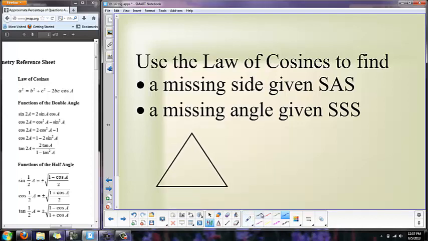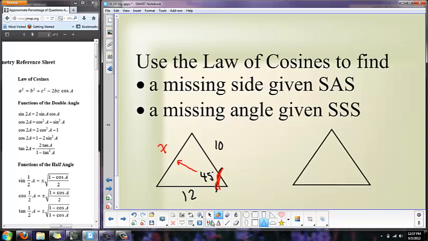If you know that you have side angle side, so let's say 10, we're going to say this is 45 degrees, and you know that this is 12. If you have side angle side, you can use the law of cosines to figure out what this side is equal to. The reason is that the angle that is in your equation is the one that's going to be across from this side length. Or you can use it to find a missing angle if you already know what all of the sides are. And you're going to get better at this once you do more practice.